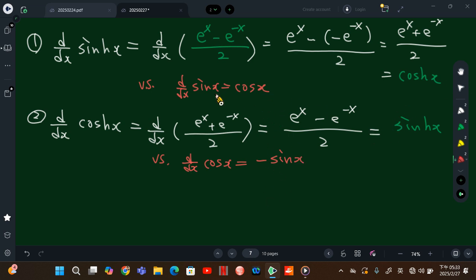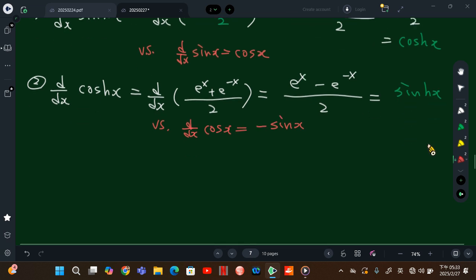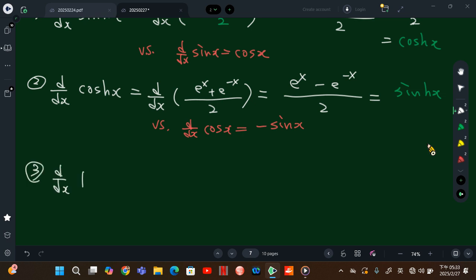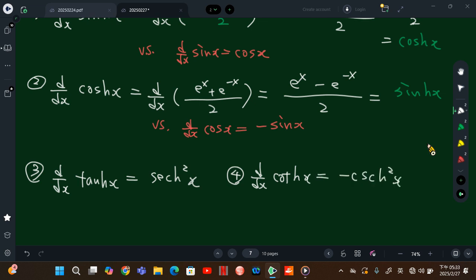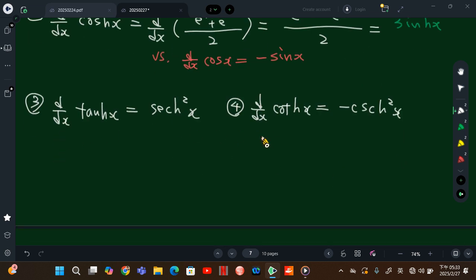You can see here, when I differentiate sine x, we get cosine x, and when we differentiate hyperbolic sine x, we get hyperbolic cosine x. But when we differentiate cosine x, we get negative sine x, while when we differentiate hyperbolic cosine x, we just get positive hyperbolic sine x. Okay, so for the rest, when you differentiate hyperbolic tangent x, you get this one. And when you differentiate hyperbolic cotangent x, it will be this. Also very similar to the trigonometric functions.